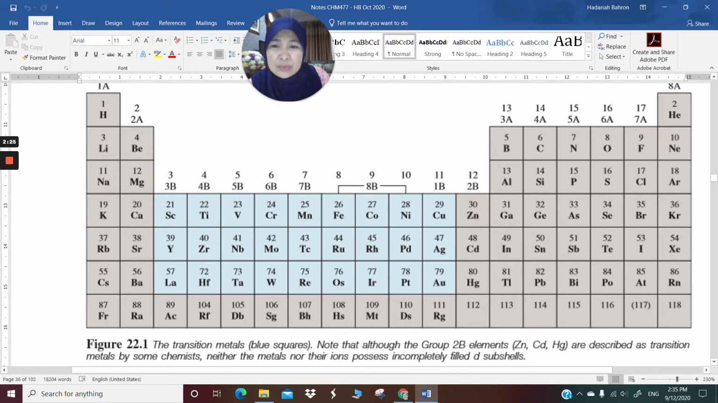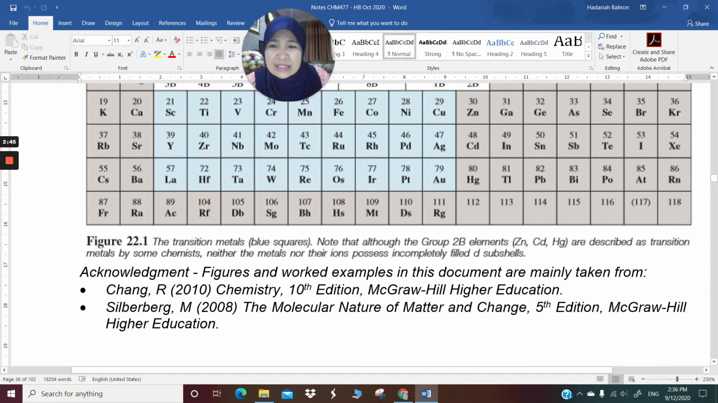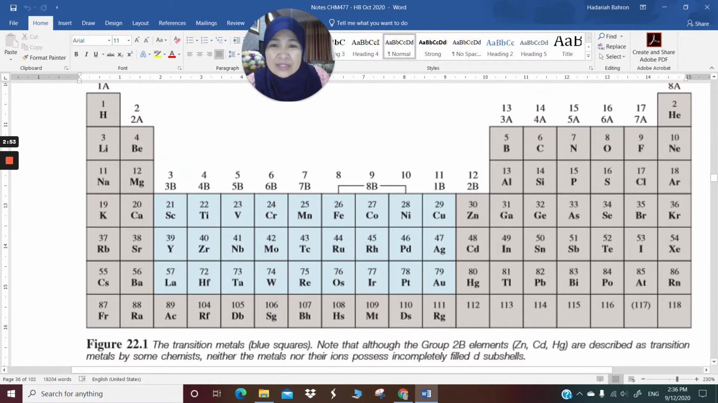are shaded in blue here, from scandium, titanium, vanadium, chromium, manganese, iron, cobalt, nickel, copper, and zinc is not included as transition metals because it doesn't have incompletely filled d or f orbitals. The f orbitals is way down here after the end of this periodic table. You have the lanthanides. Then those are also transition metals. But for the purpose of 477, we are only going to deal with the transition metals that have electrons in the d orbitals.